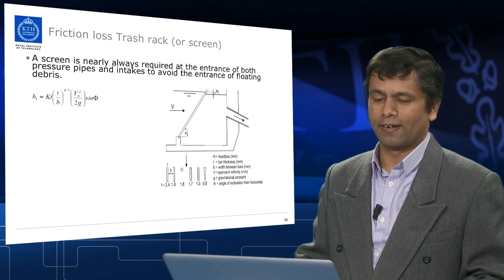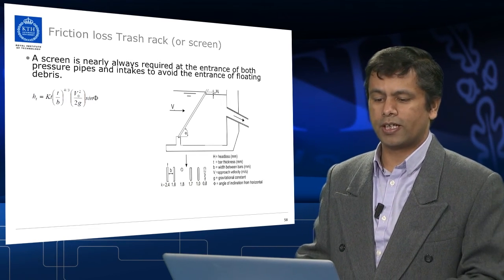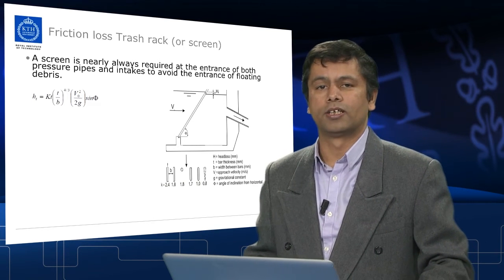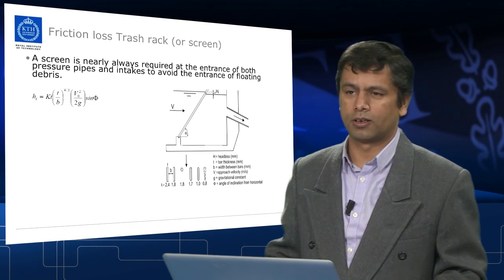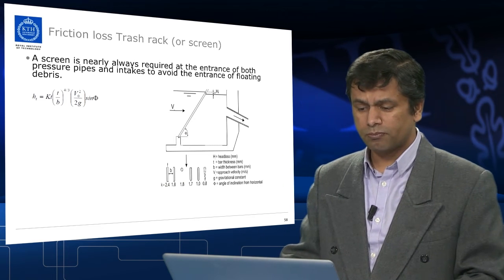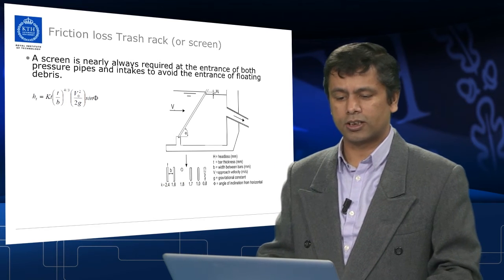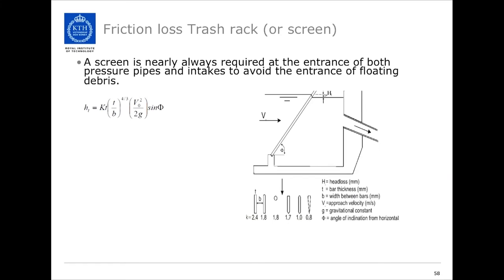So I'll go to the next kind of losses, frictional losses on the trash rack. A screen is always required at the entrance to stop debris or other things from entering the water inlet. However, when you have some obstruction in the water path, it will cause some losses. So that loss due to the trash rack is given by Kt times (t divided by b) to the power 4/3 times V squared by 2g into sin theta.